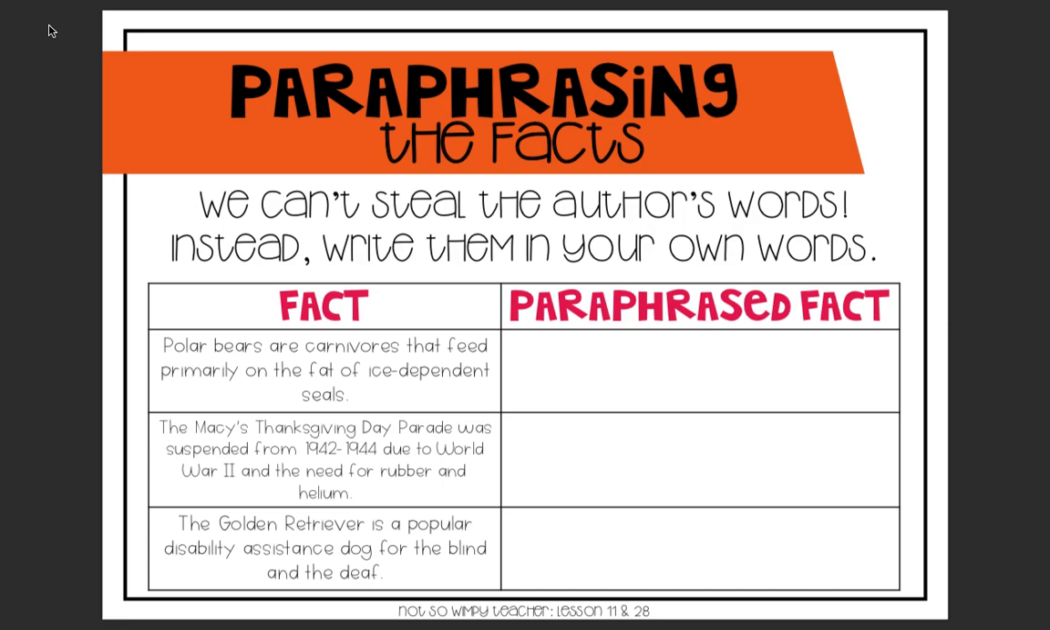I know. Instead of carnivores, I could use meat eaters, because that's what that means. So maybe I'll say polar bears are meat eaters who, what did they say? Primarily feed on the fat of ice-dependent seals? Well, I don't want to take all those words, so let me just say that they mostly eat seals. That's enough. So my paraphrased fact is going to be polar bears are meat eaters who mostly eat seals.